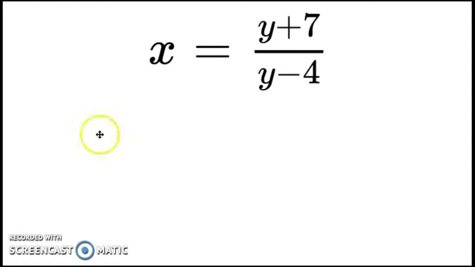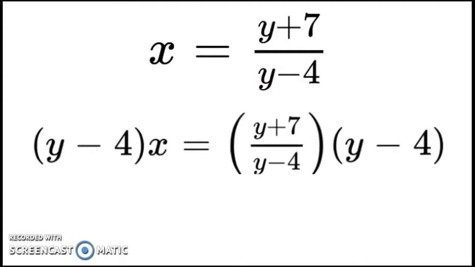So what I'm going to do is multiply both sides by y minus 4 in order to get the y out of this denominator. So I do that, and I'll have y minus 4 times x, and then this entire fraction times y minus 4. So doing that, I'll distribute this x. I'll get xy minus 4x. On this side, I'll just be left with y plus 7.